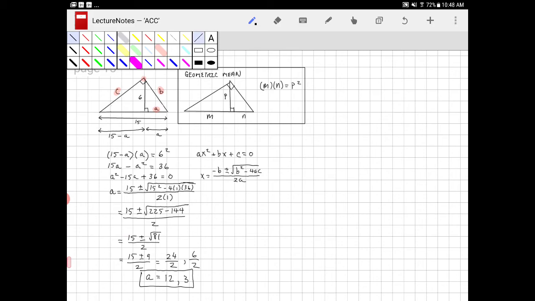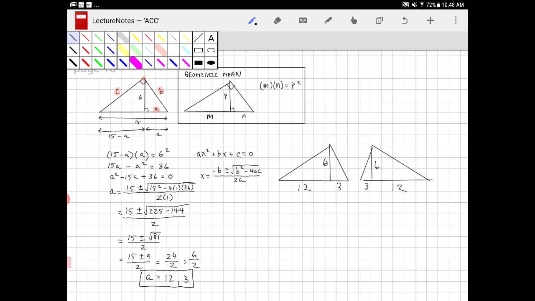the triangle can be drawn in two different ways. It could be drawn in this manner, or it could be drawn in this manner. What do I mean by that? Well, it could be 12 and 3, or 3 and 12. And this is 6 here. So these are the two different ways that we can draw this.